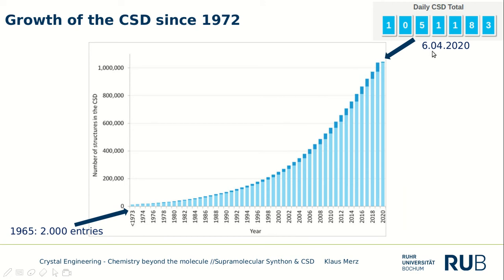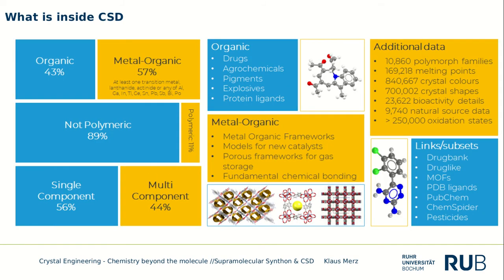If you have a look at the Cambridge Crystal Structure homepage, you will find a ticker. Today, the 6th of April this year, the entries were more than 1 million crystal structures. This is fascinating, really fascinating. What is inside?